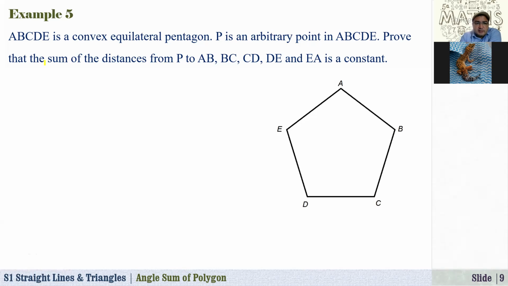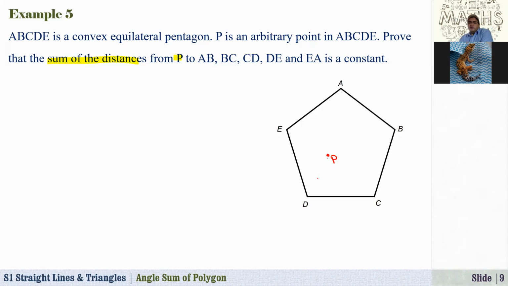So it says prove that the sum of the distances from P to AB, BC, CD, DE, and EA is a constant. It says arbitrary point. Which point is it? It can be any point. So let me just choose that point here. From this point, what are the distances to the other sides? Let me just draw here. It's a bit easier to draw. So this is an arbitrary point P.